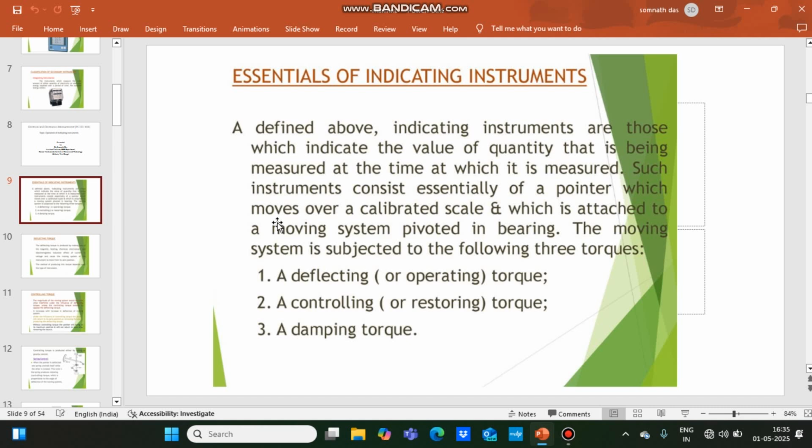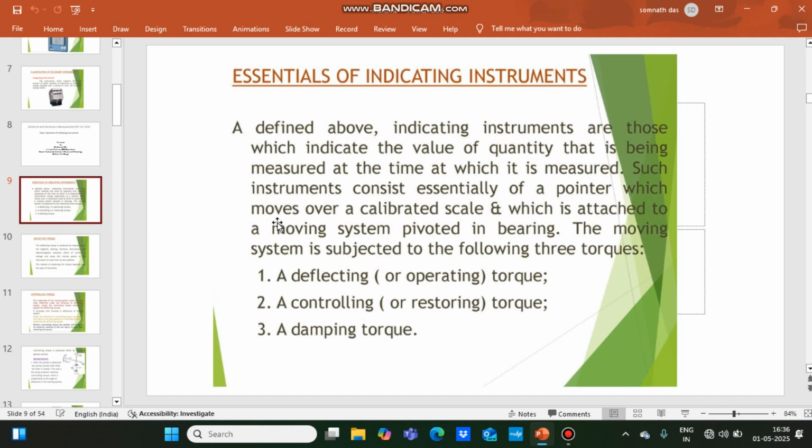To operate the indicating instruments, three types of force or torque are required. What are the different torques? Deflecting torque, controlling torque, and damping torque. So to properly operate the analog type indicating instrument, a combination of these three types of torques is required. And to generate the torque, there are some driving forces, some systems inside the instrument.